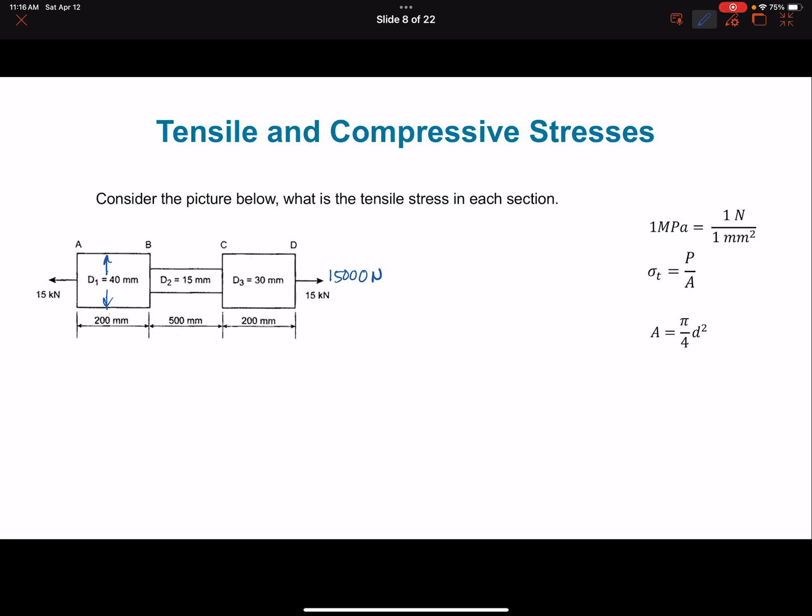So we'll use our pi over 4d squared formula. So sigma for 1 is going to be 15,000, right? Our formula is sigma equals P over A. I don't want to get too excited and not write the formula. So that's 15,000 divided by pi over 4 times 40 squared. Sigma 1 is, or we can call it sigma AB, whatever you want to call it. That's probably more proper. For that section, sigma AB is 11.9 megapascals.